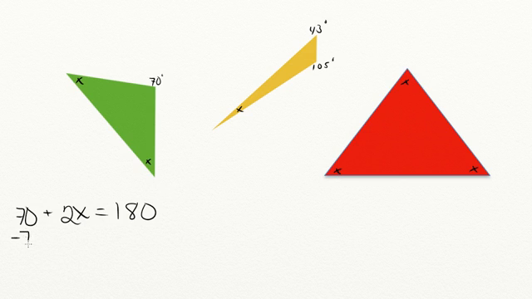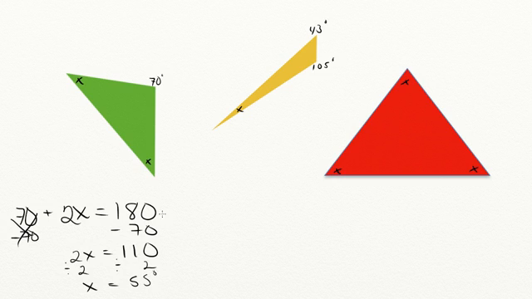So first we need to subtract 70 from both sides, and that leaves us with 2x having a value of 110 degrees. So now we need to divide x by 2 and divide 110 degrees by 2, and that's going to tell us that x has a value of 55 degrees. So we know for our first problem that x is equal to 55 degrees. All right, are you ready for your next one?